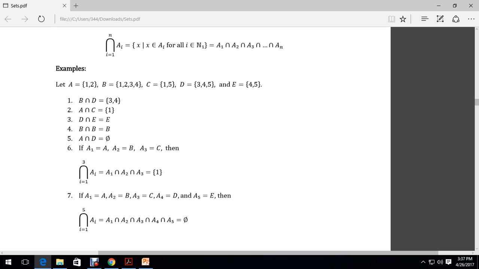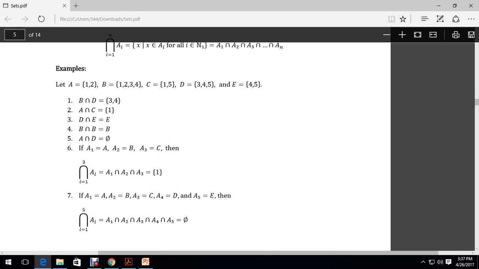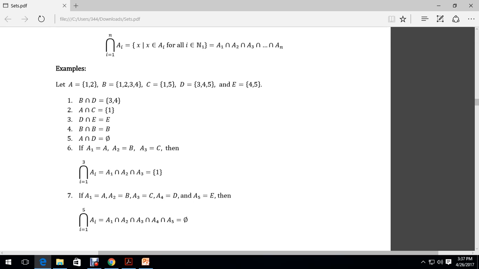Now let's try to have number 5. We have A intersection D, which is equal to a null set. So why is that so? Take a look at set A. We have the elements 1 and 2. Set D, on the other hand, we have 3, 4, and 5. They have no common elements. Therefore, the only intersection between these two sets is the empty set or the null set.